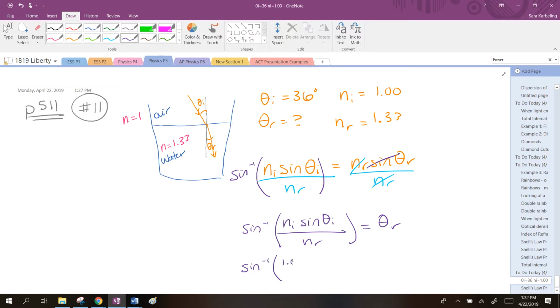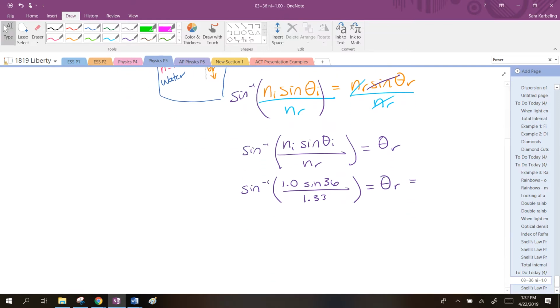So it's going to be inverse sine of 1 times the sine of 36 divided by 1.33 equals theta R. The hardest part here, the thing that always trips people up, maybe not always, but the most common mistake is flipping these two indices of refraction. And if you flip them, then basically you're saying going from water to air instead of what's actually happening, which is air to water.